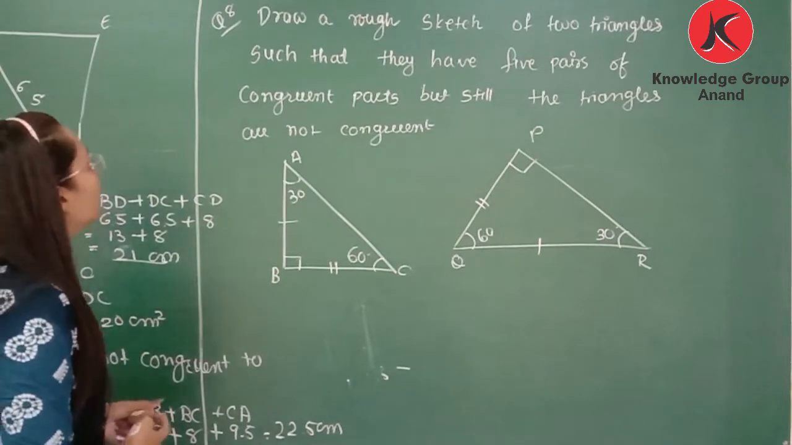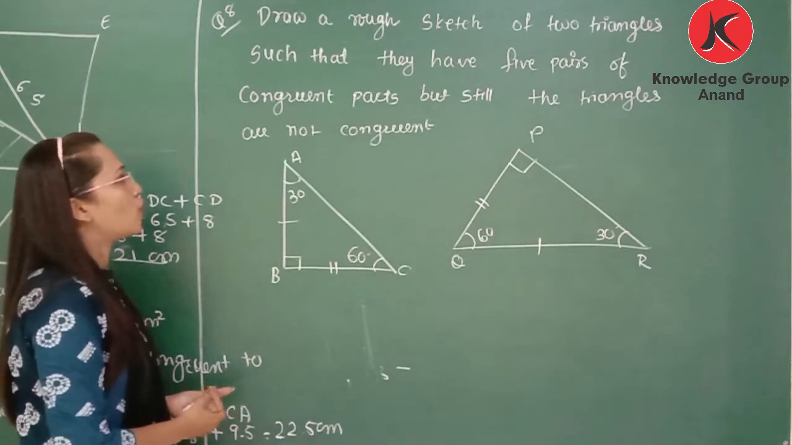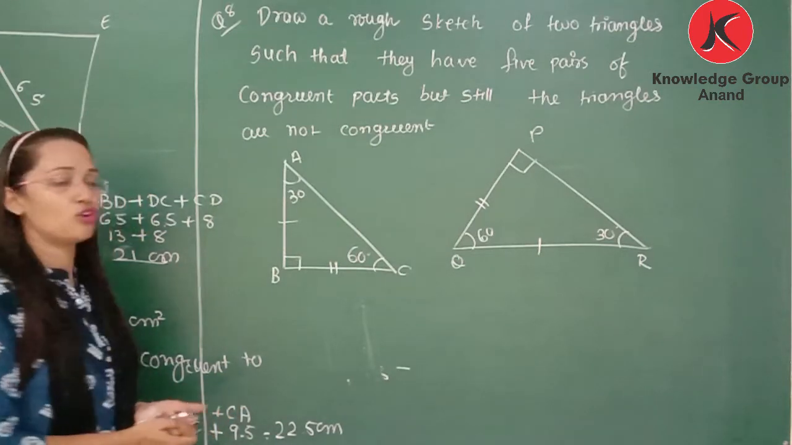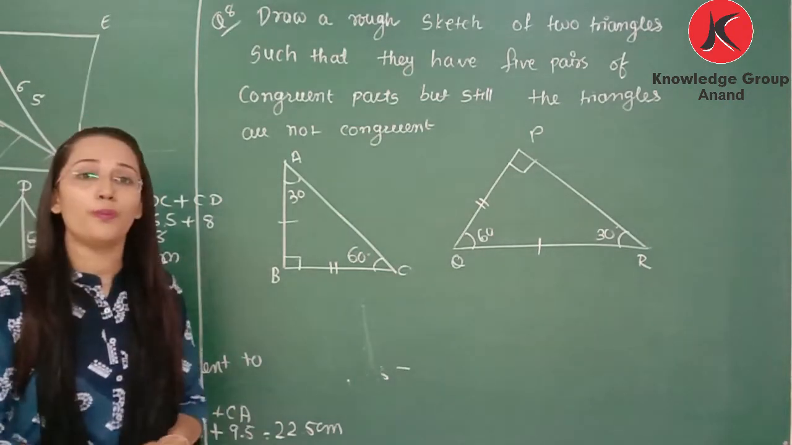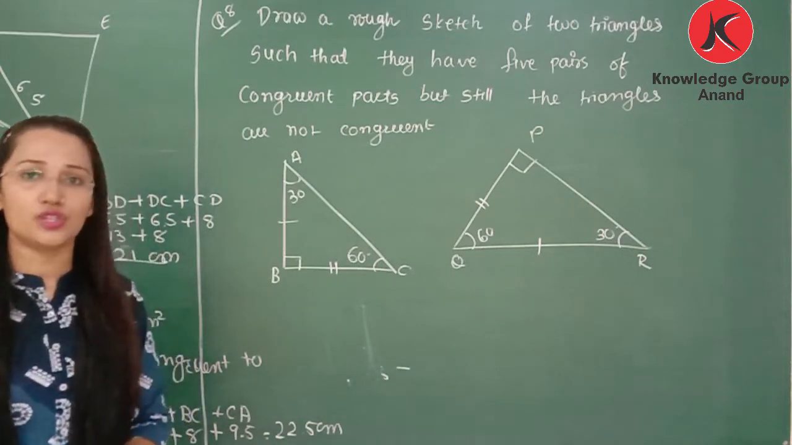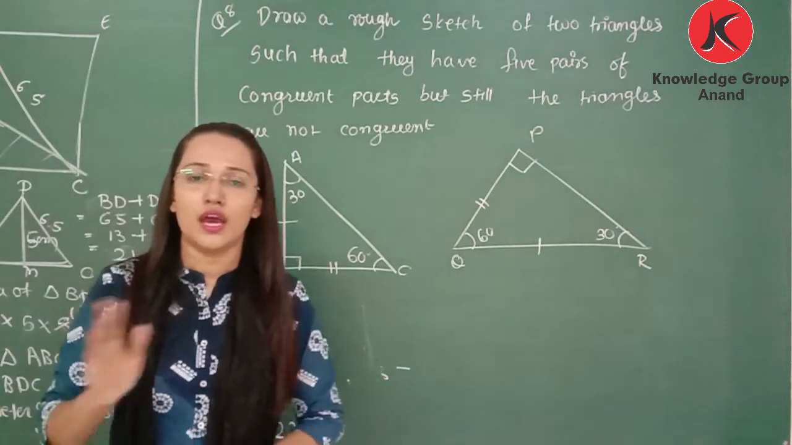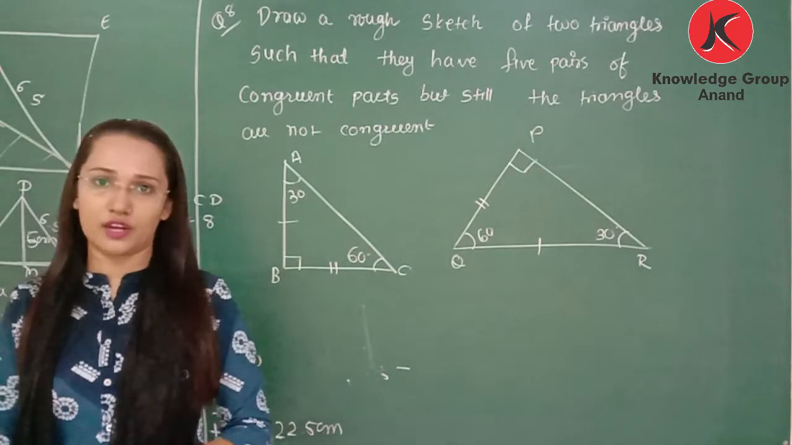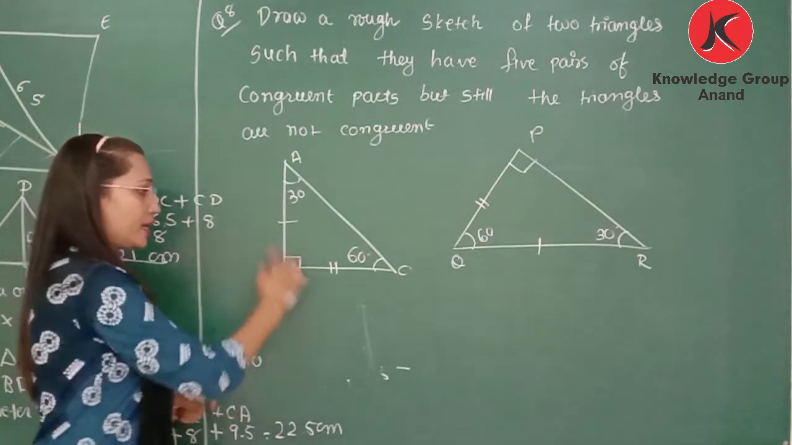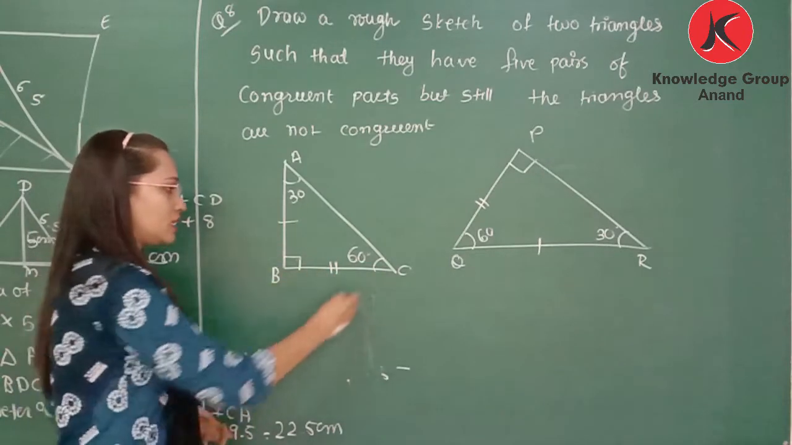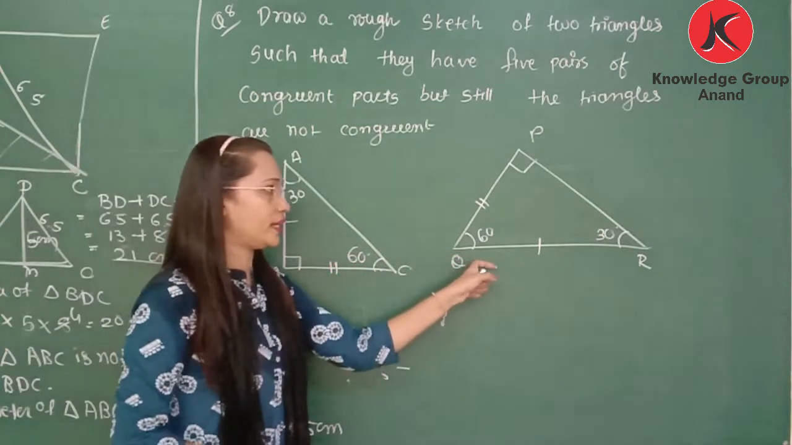Now, question number 8. Draw a rough sketch of two triangles such that they have 5 pairs of congruent parts, but still the triangles are not congruent. You need to draw such triangles in which 5 pairs are equal, but they are still non-congruent. So we learned about the 4 congruencies, that is the SSS rule, SAS rule, ASA rule, and next is the RHS rule.